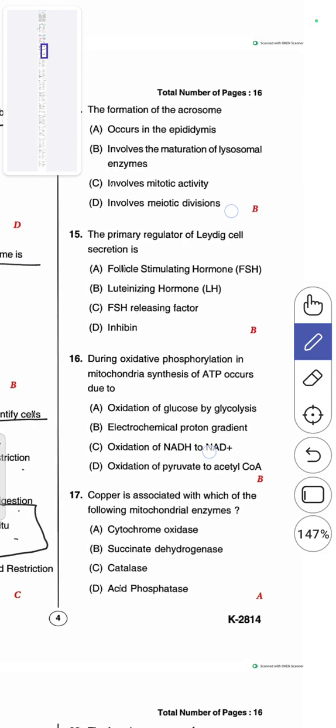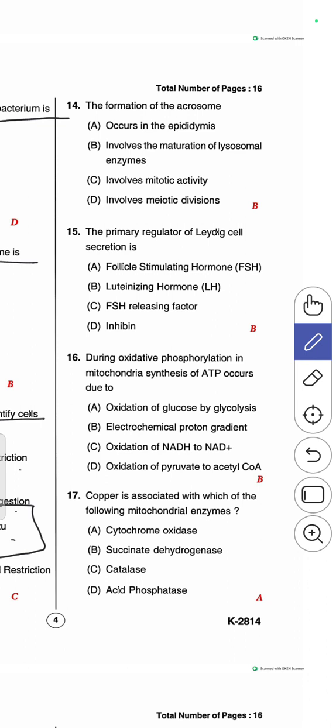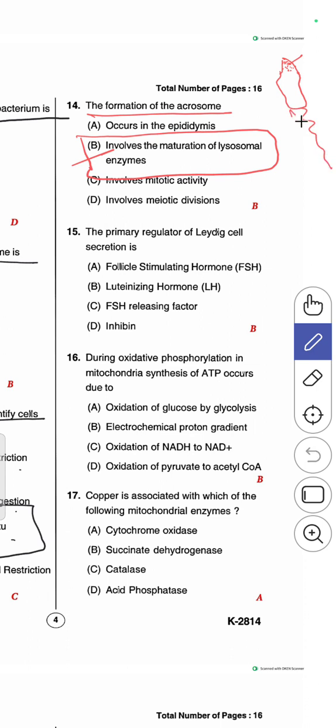Then the 14th one: the formation of the acrosome. Formation of the acrosome basically involves the maturation of lysosomal enzymes on the acrosome, which is part of the sperm head. It involves the maturation of the lysosomal or hydrolytic enzyme. So B is the right answer for this question. This is the middle piece, this is the tail and this is the head.